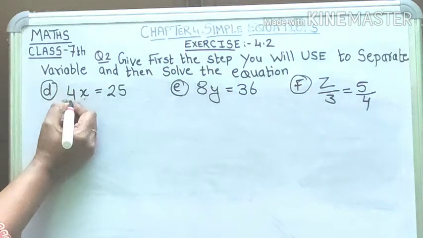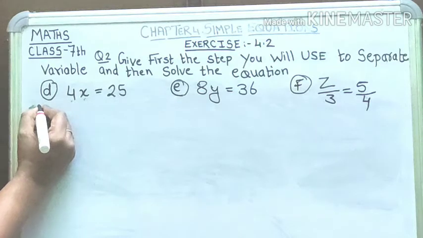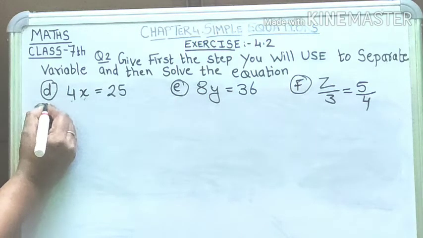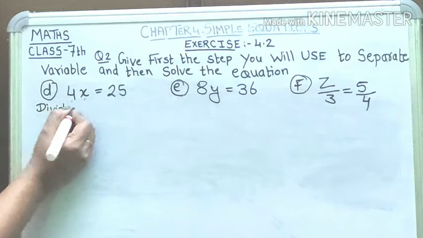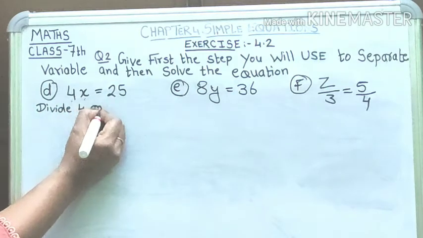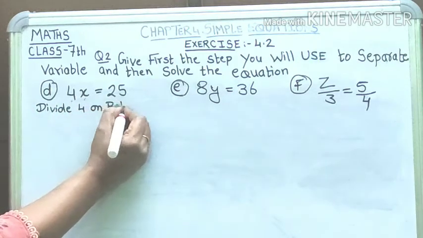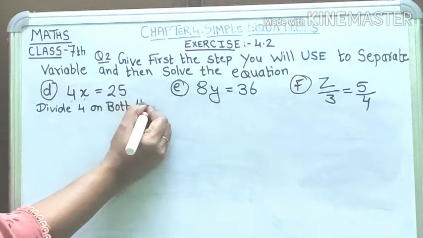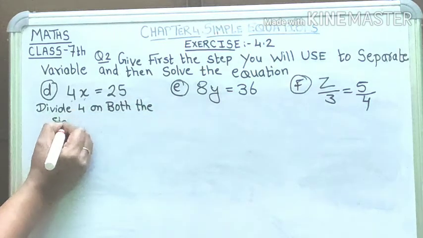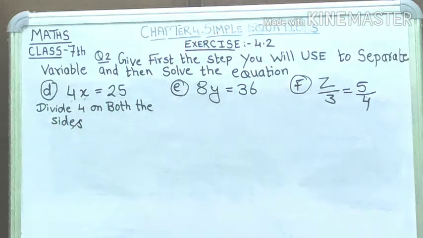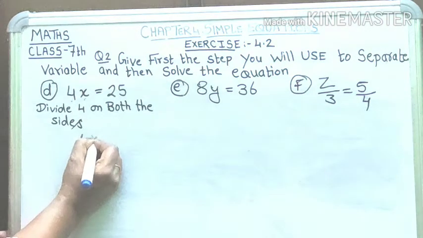So with the variable x, 4 is given. So by dividing, or write, divide 4 on both the sides. Okay, by dividing 4 on both the sides. Now 4x equal to 35 is given.